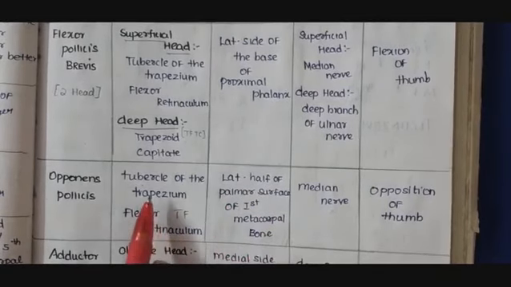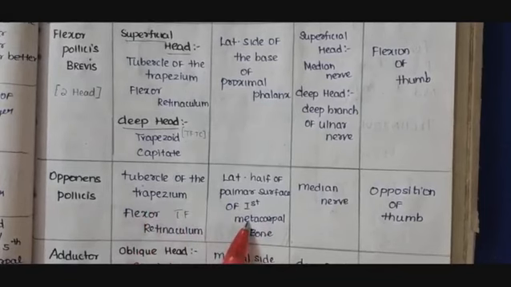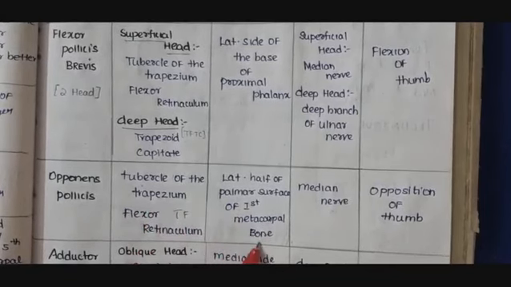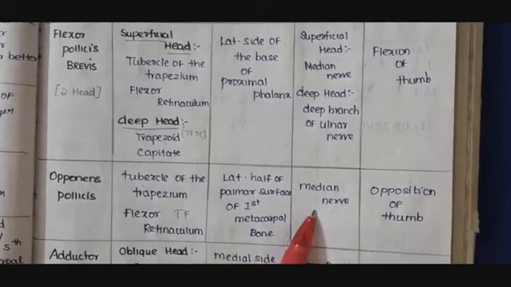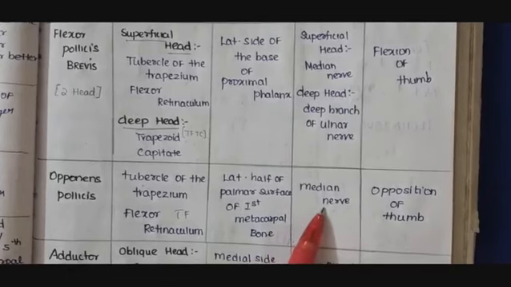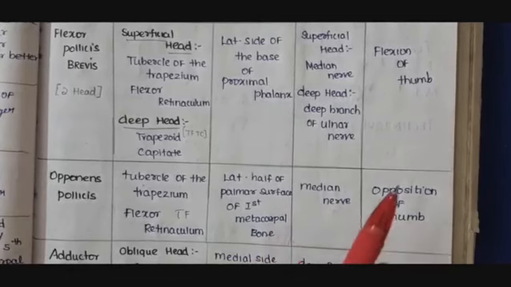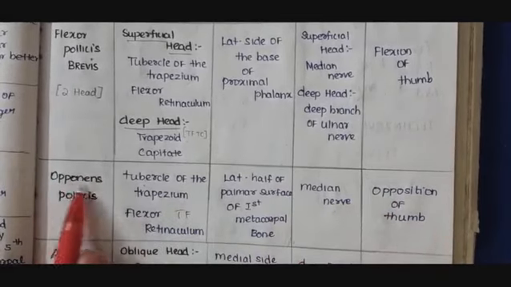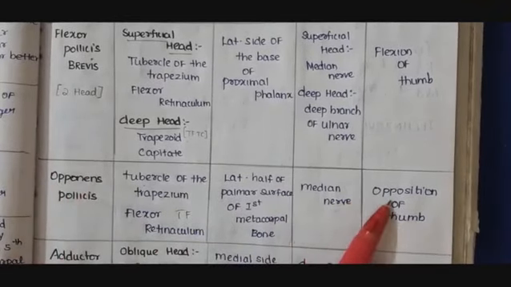This gets originated from the carpal bone and gets inserted at the metacarpal bone. And this muscle is supplied by the median nerve. And the action, easy, as the name suggests, opponens, so it is concerned with the opposition of thumb.